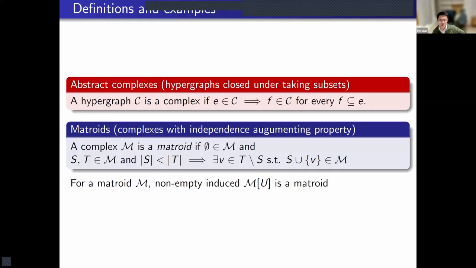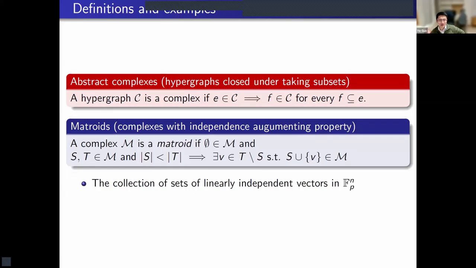I will give you an example to explain why such a property is called the independence augmenting property. First we can check that if you have a matroid M, then any non-empty induced subcomplex is also a matroid. You can check that it satisfies this augmenting property.